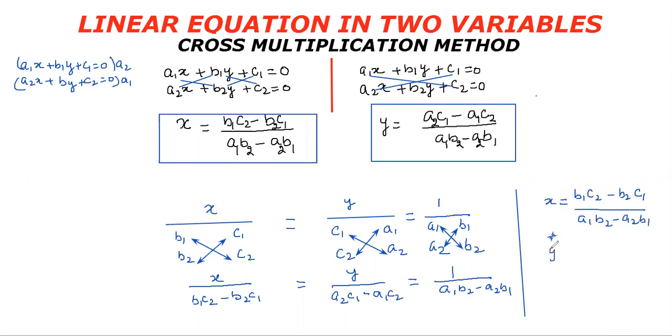Similarly, if you write down the formula of y, you will take this thing this side, and therefore you will get the formula a2 c1 minus a1 c2 upon a1 b2 minus a2 b1. So in this way, we will remember the formula for x and y to get their values by cross multiplication.